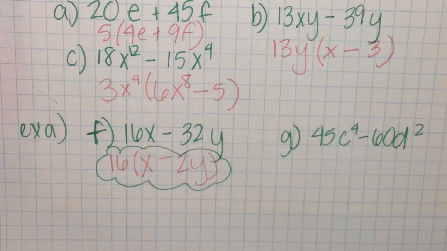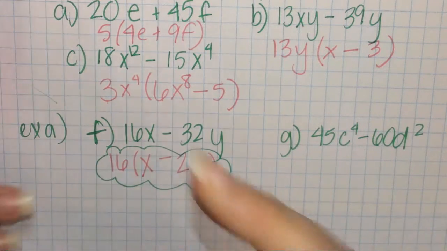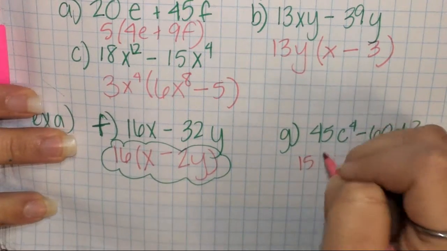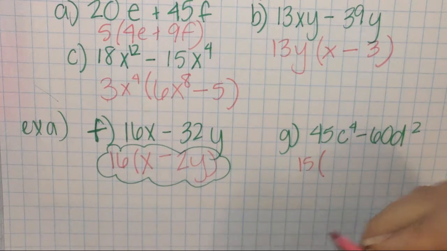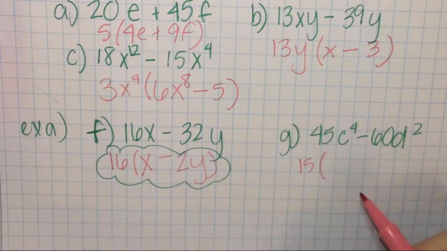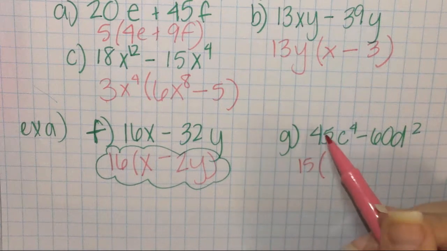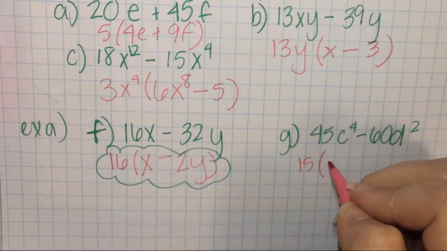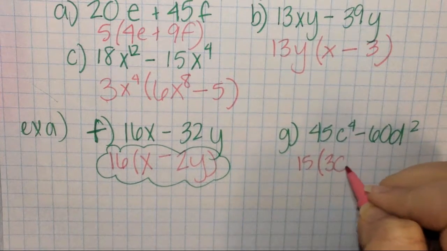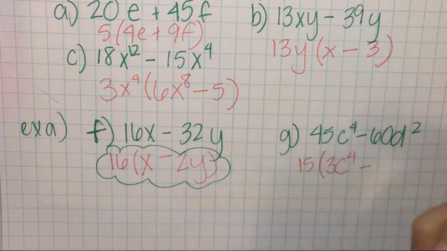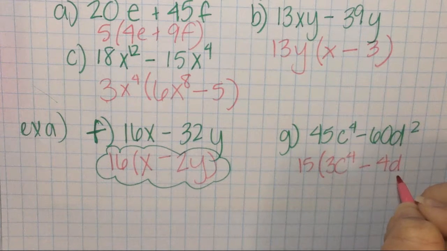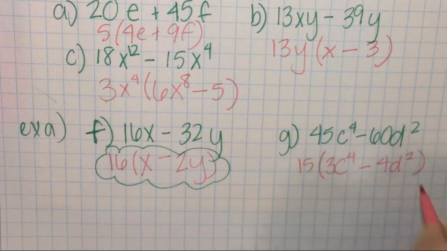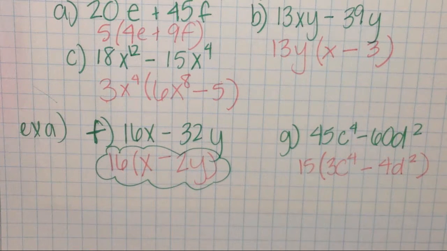It's 15. Whoa, it's 15. Look at us go. You are a liar with your pants on fire. It's 15. What's 45 divided by 15? 3. And you have c to the fourth minus what's 60 divided by 15? 4. Yes. I think you need one more.